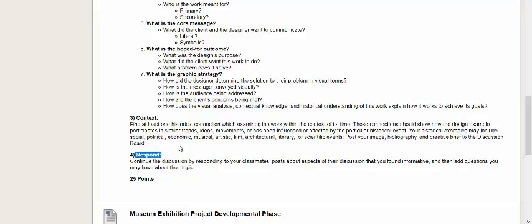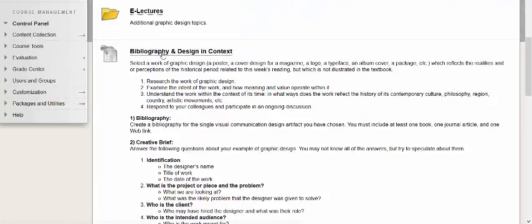And be sure to respond to some of your classmates' posts. And just click the link above there, and that will take you into this week's form where you can add your post.